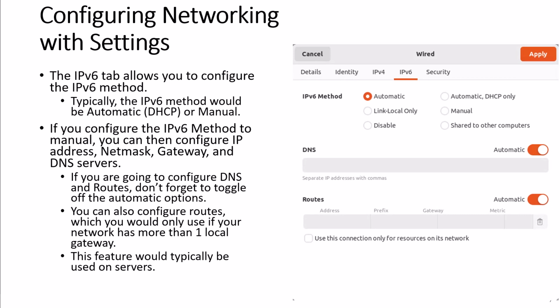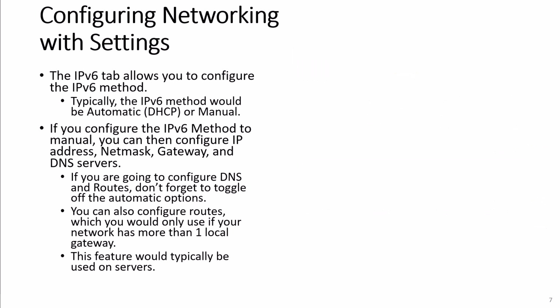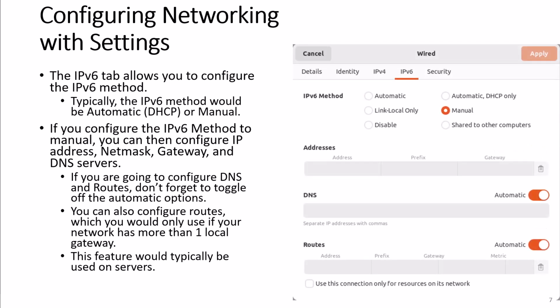The IP version 6 tab allows you to configure the IP version 6 method. Typically, the IP version 6 method will be automatic DHCP or manual. If you configure the IP version 6 method to manual, you can then configure IP address, netmask, gateway, and DNS servers. If you're going to configure DNS and routes, don't forget to toggle off the automatic options. You can also configure routes, which you will only use if your network has more than one local gateway. This feature would typically be used on servers.